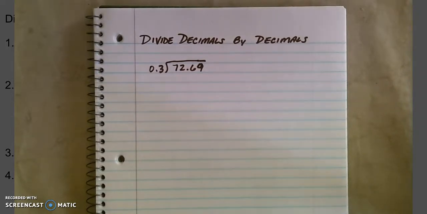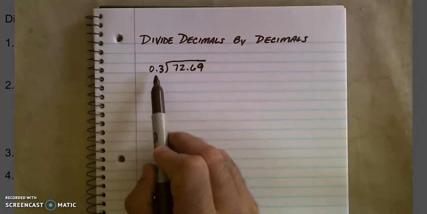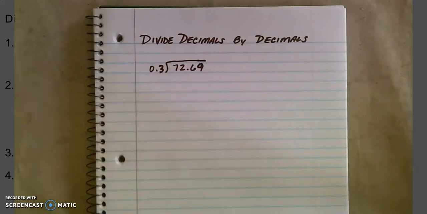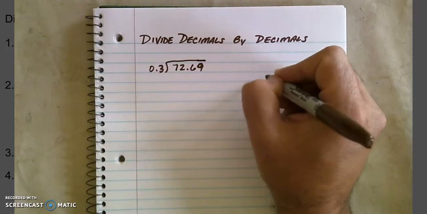Today's problems, we're going to take a look where we have a decimal point in our divisor as well as in our dividend. And you might be looking at this and thinking to yourself, oh, I'm not sure what to do. Well, let me see if I can explain what we're going to do in a way that makes more sense to you.